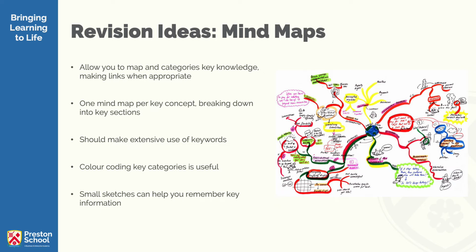A mind map should make use of keywords, colour coding, and then small images or sketches to help trigger memories within the brain. It certainly shouldn't be that students are writing down absolutely everything they know. It needs to be those key terms, those key phrases that then trigger the wider knowledge of the content that students have been working through. There's an example on this slide. There's also lots of examples online of what an effective mind map might look like.